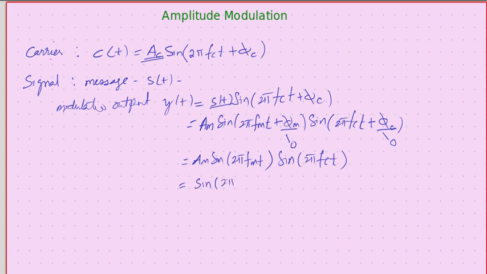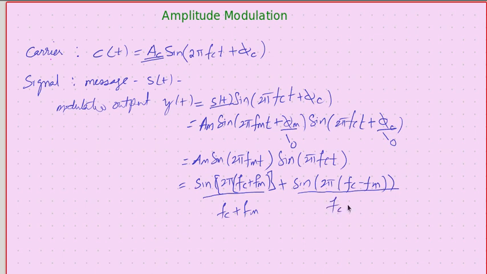So trigonometrically, sine into sine can be represented by sine 2 pi (fc plus fm) t plus sine 2 pi (fc minus fm) t. So it is made up of two sinusoidals. One frequency is fc plus fm and another frequency is fc minus fm.